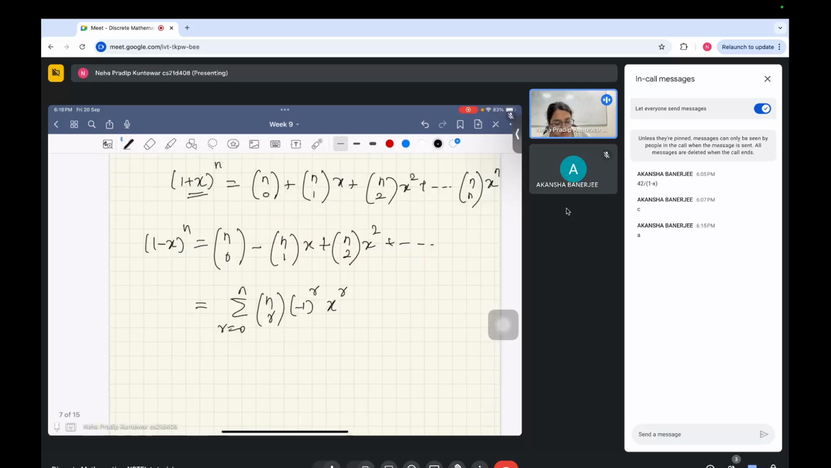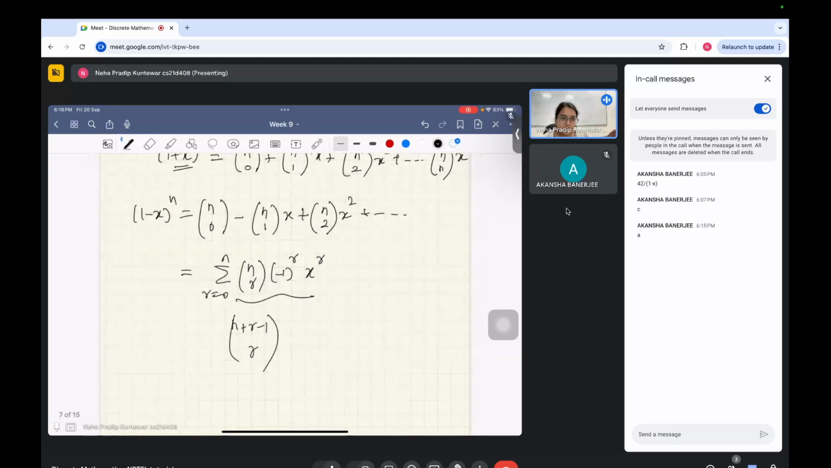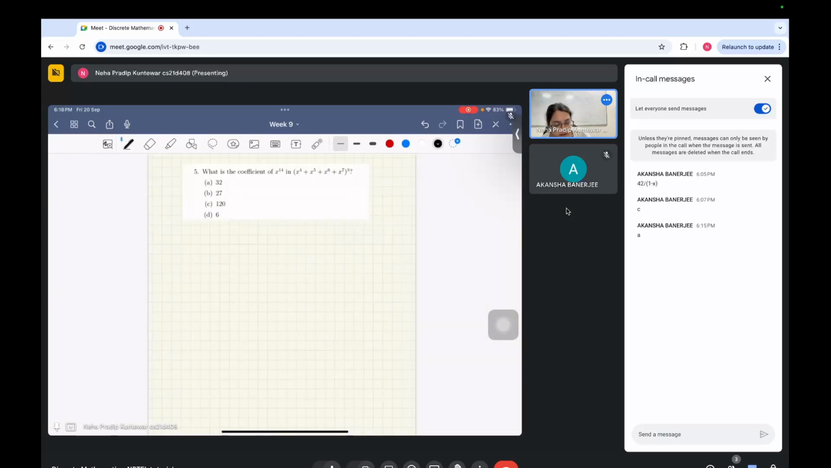And now you try to replace this n with a minus n, and then these terms will act differently, and you can find a general formula from there for the r-th term, and that will turn out to be n plus r minus 1 choose r. So, that's as we discussed in the class.